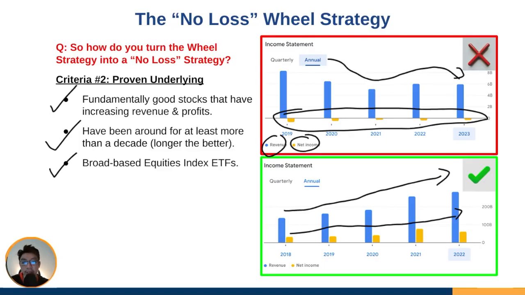So the trade-off is that index ETFs, broad-based equities ones, tend to be slightly safer to do the wheel, but you're not going to have that much premium, right? So maybe the strategy would be to sell an at-the-money option so that you'll be able to get slightly more premium than if you sell out-of-the-money. But I'm not going to go in depth into how you want to sell that. I'm just going to talk about how to make it a no-loss wheel strategy, and based on criteria 2 is to choose the right underlying.